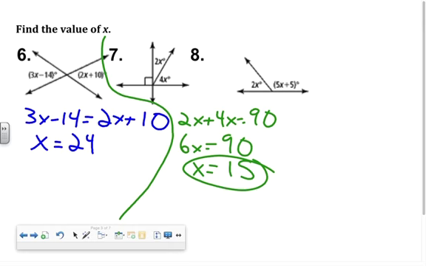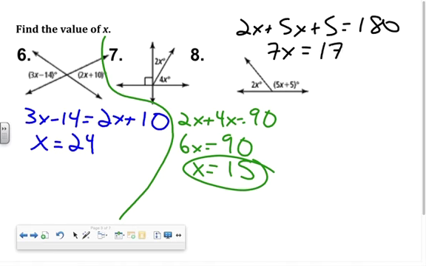Last one on this screen. This is the supplementary. They are supplementary. They form a linear pair, so I add them up and set it equal to 180. So 2x plus 5x plus 5 equals 180. So 7x equals 175, and x is 25.